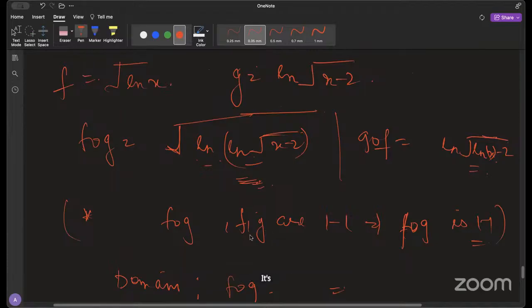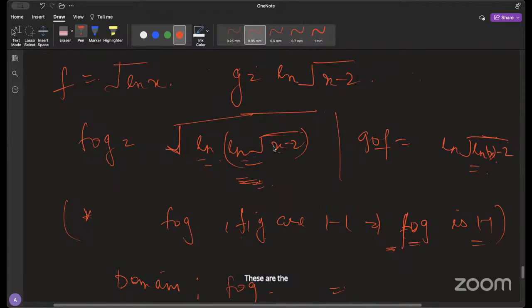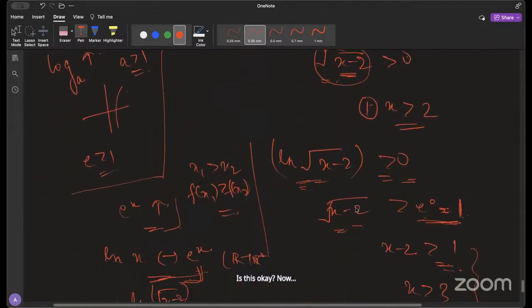It's because if your f is a 1-1 function and g is a 1-1 function, then your f∘g... you don't need to do the proofs of everything. You just need to know that if these two functions are 1-1, then your composition is also 1-1. And since this is a composition of all 1-1 functions, what do you see here? A square root, a natural log, and a square root. And then this function x minus 2. So this is basically a composition of a square root function, a natural log function, and x minus 2 function. Because all of these functions are 1-1 functions, that's why this composition is 1-1. Same is the case with this. Is this okay?